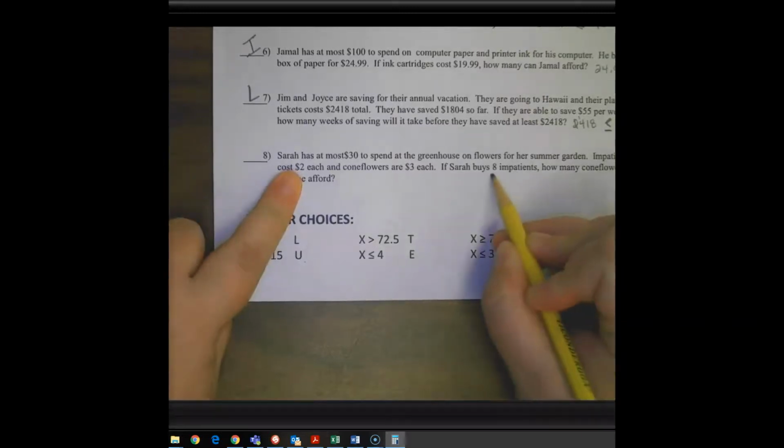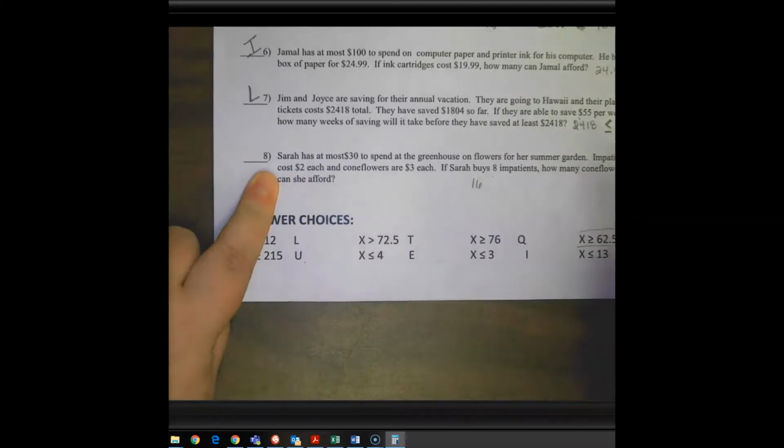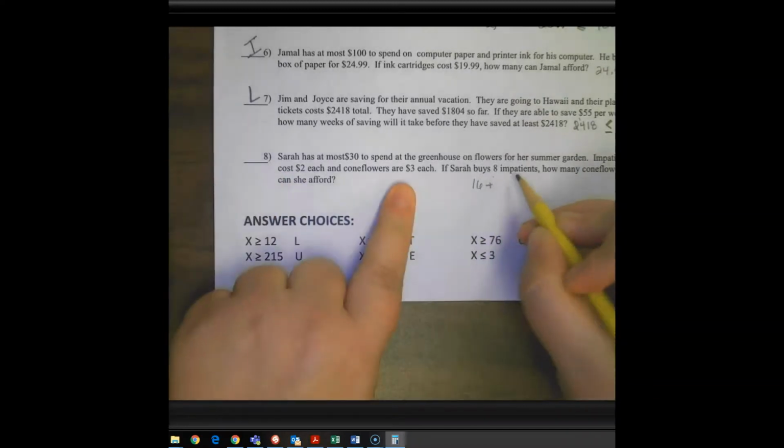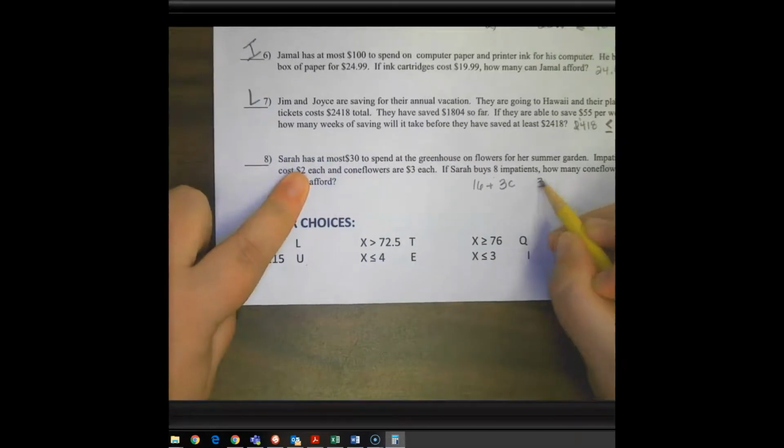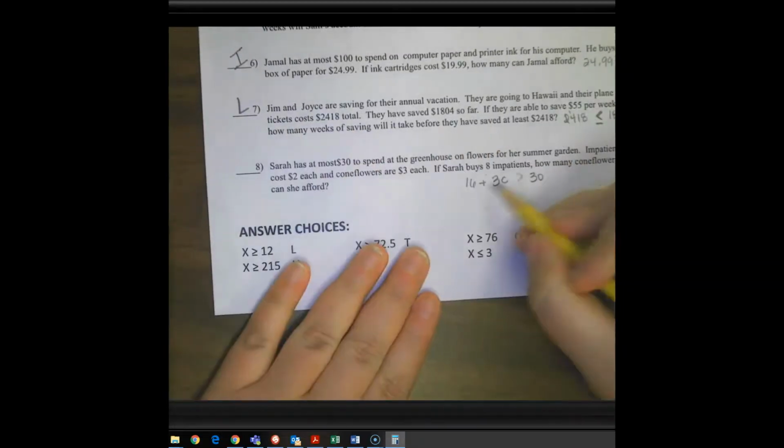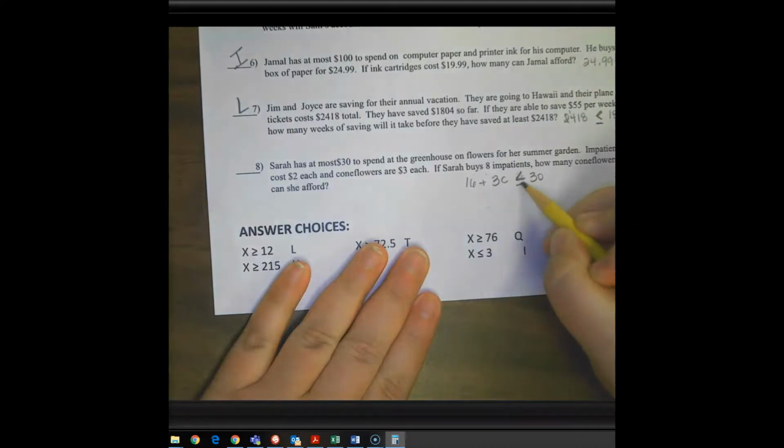All right, last question. Sarah has at most $30 to spend at the greenhouse on flowers for her summer garden. Impatiens cost $2 each, and cone flowers are $3. If Sarah buys 8 impatiens, so 8 times 2 is $16 on impatiens, plus $3 per each cone flower. Okay, so she has $30. This is my spending. I cannot spend more. Oop, I did that backwards. This is my spending. It needs to be less than or equal to the 30.